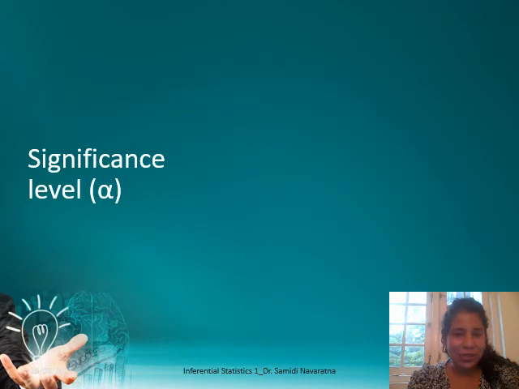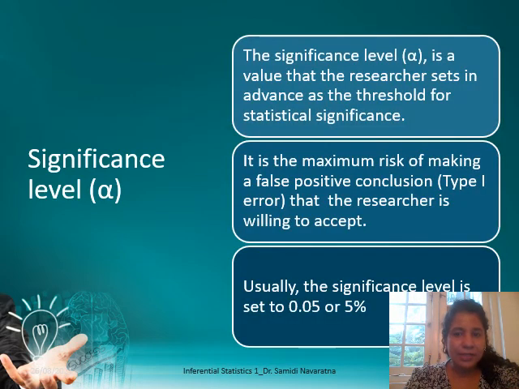Okay, let's talk a little bit more about the significance level. Significance level, denoted by alpha, is a value that the researcher sets in advance as the threshold for statistical significance, that you already know. So it is the maximum risk of making a false positive conclusion, that is a type 1 error, which we discussed in the previous slide. So that is the maximum risk of making a false positive conclusion that the researcher is willing to accept. So usually the significance level is set at 0.05 or 5%.